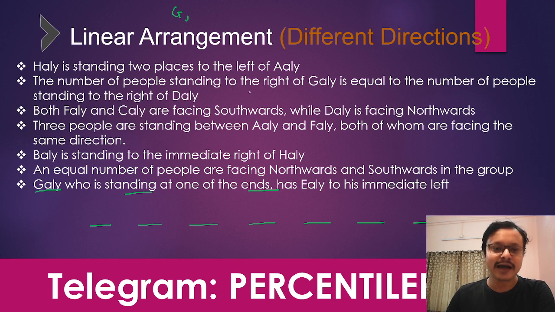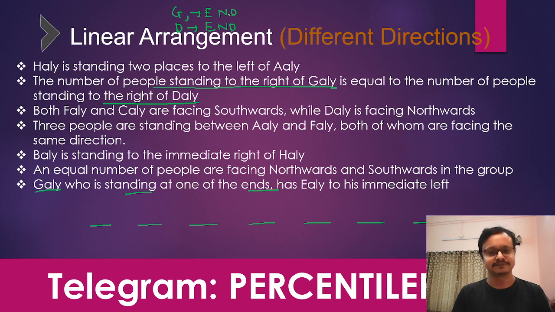However, related to Galley, you have a couple more clues. It says the number of people standing to the right of Galley is equal to the number of people standing to the right of Dali. Which means if Galley is at one end, Dali must be at the other end, such that both of them have the same number of people to the right. So both of them must be at the ends, because Galley is already mentioned to be at one of the ends.